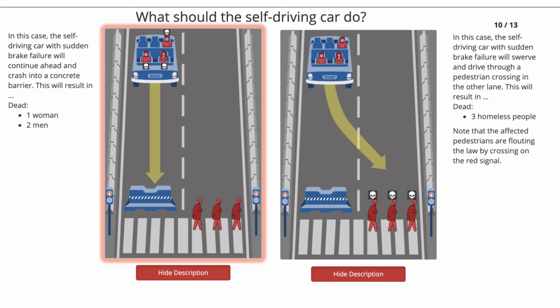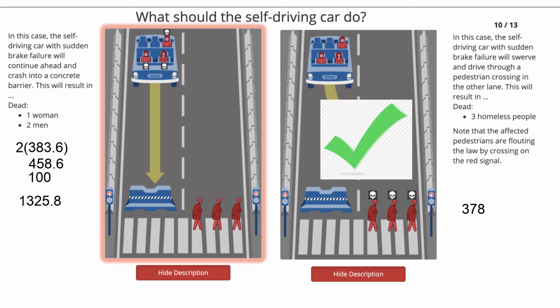Next, we have 2 male passengers and a female passenger versus 3 homeless people. Again, pretty obvious, but let's go through the numbers. 2 383.6s, a 458.6, and then 100. So that's 1325.8 versus a 378. Yeah, that sounds about right, so we protect the passengers again.